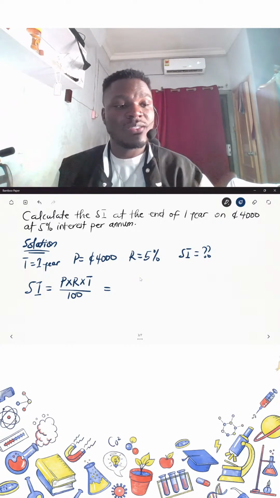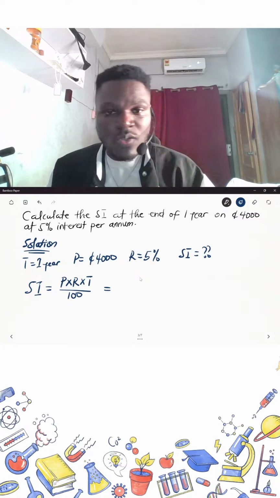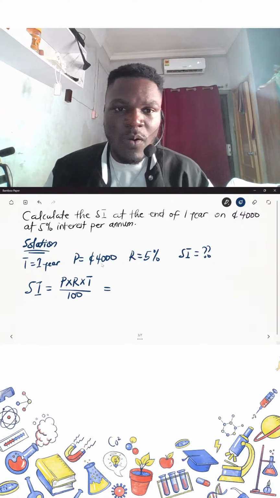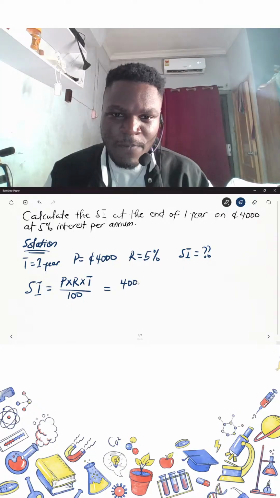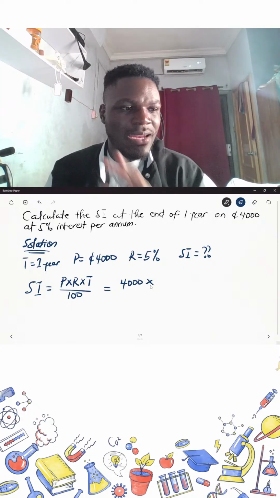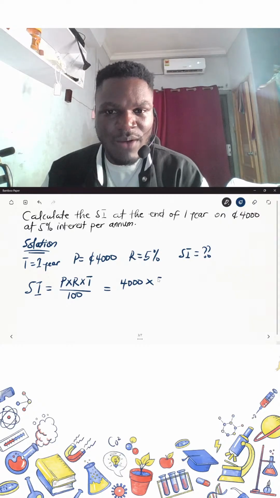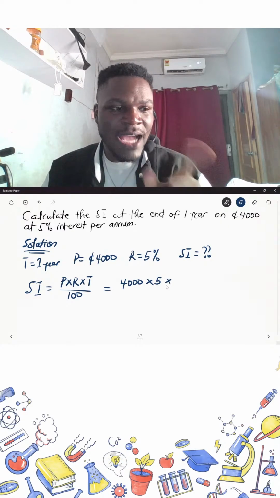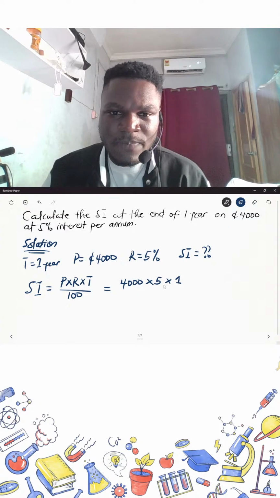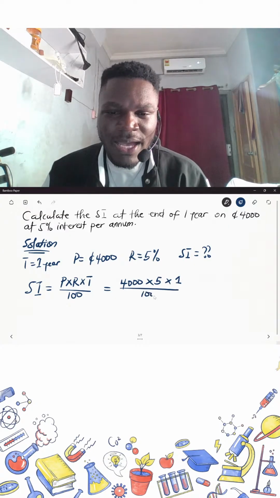All we have to do is just direct substitution. So over here, my principal is 4,000. So in place of the P, I have 4,000 here. Then multiplied by the rate. The rate over here, which is the R, is 5%. So I write a 5. Okay. Then multiplied by the time, which in this case is 1. Then I divide all by 100.